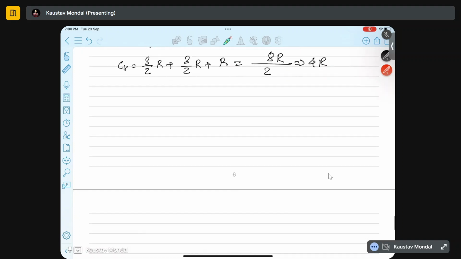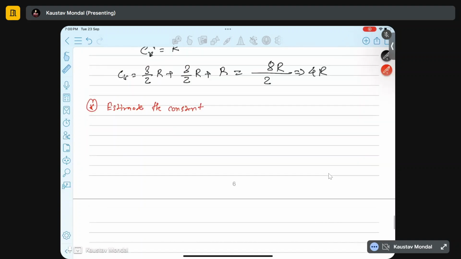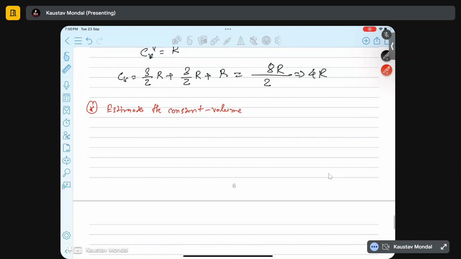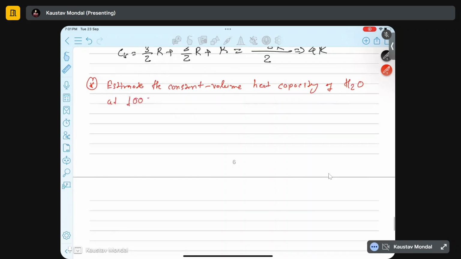Next, the last type of problem. Estimate the constant volume heat capacity of H2O at 100 degrees centigrade.